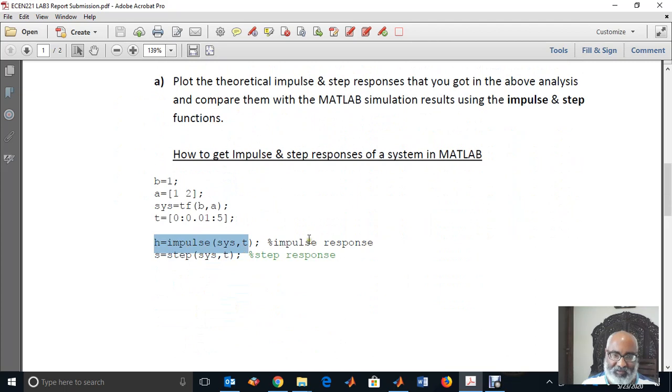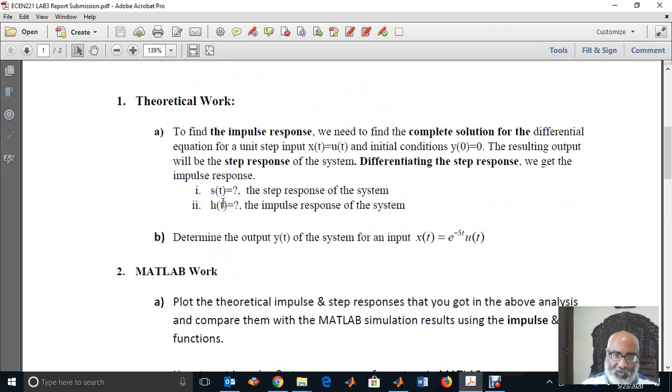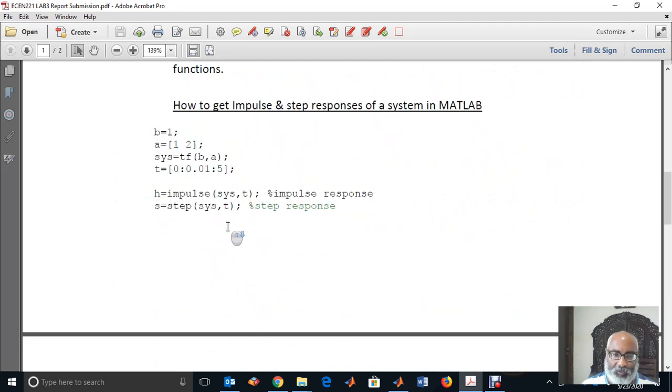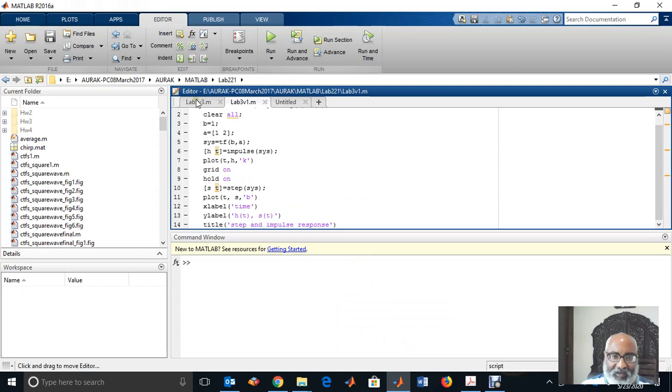Actually, that's what it means. They should be the same. Also, the step response from the theory, you will plot together with the simulation result. So you'll have two graphs, one for the impulse response and one for the step response. The impulse response graph has the theoretical and the simulation together, and the step response graph has the theoretical and the simulation together. Okay, so let's go now to MATLAB, and let me show you.